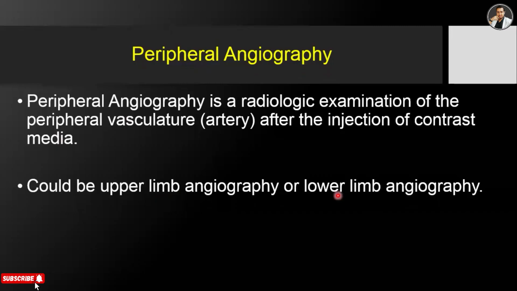Peripheral means the outside. The word central means the center, the center of the body, and peripheral means the outside. The word peripheral is used to refer to the hand.